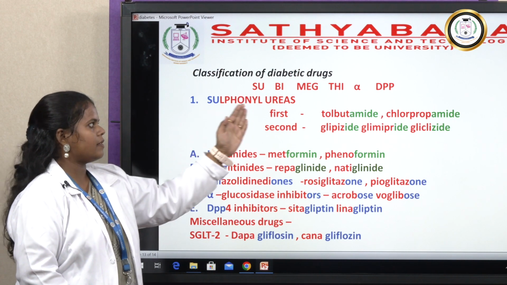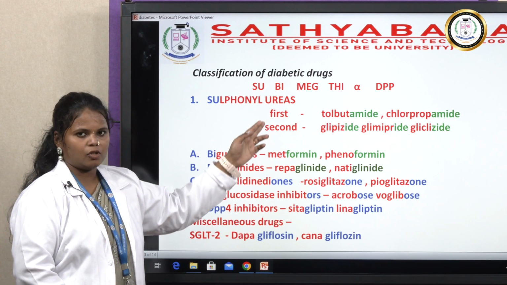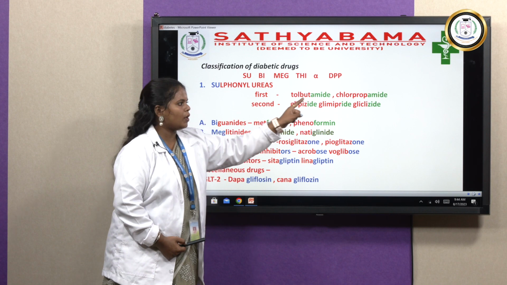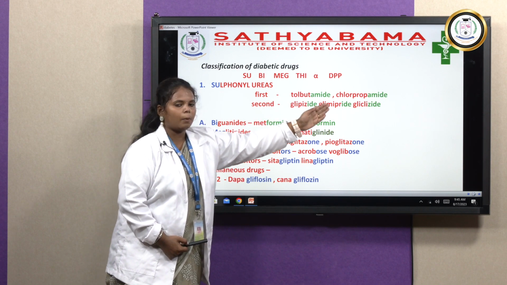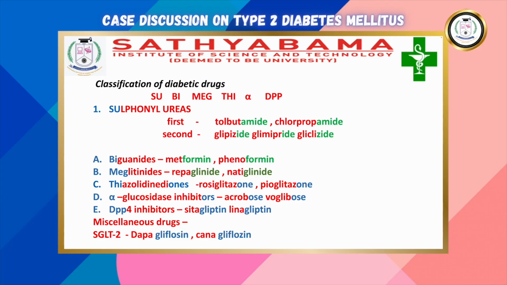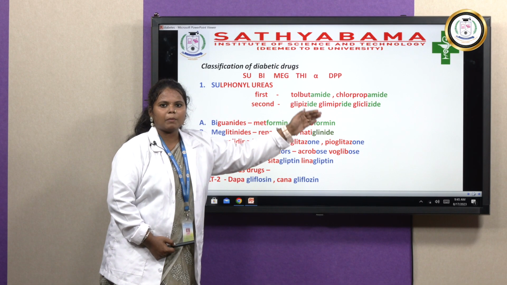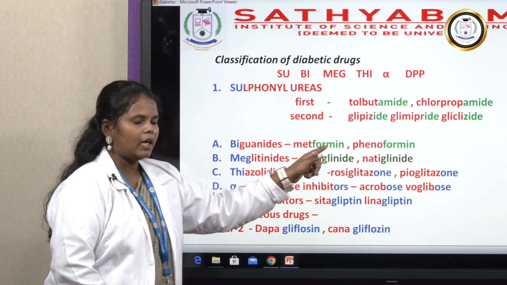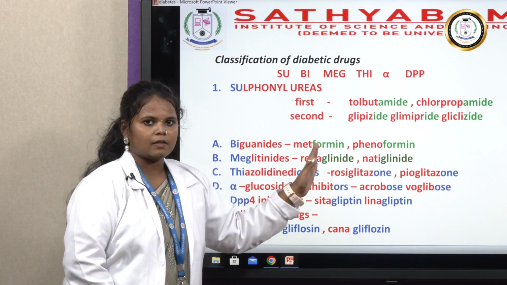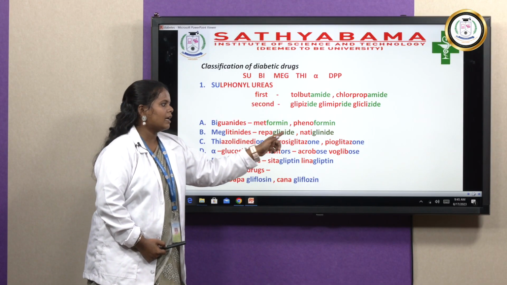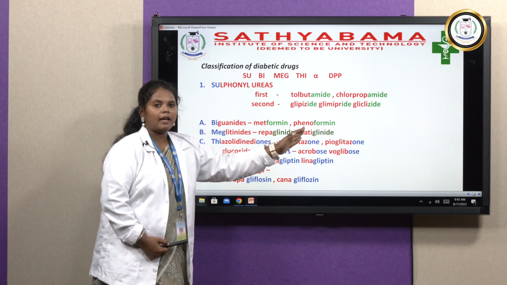Coming to SU, sulfonylureas, you have 2 generations of drugs. The first generation will have amide in the suffix, so you can easily remember tolbutamide, chlorpropamide. And the second generation drugs end with the suffix ide: glimepiride, glipizide and gliclazide. Coming to the biguanides, which end with the suffix formin: metformin, phenformin. And the meglitinides end with glinide: repaglinide, nateglinide.